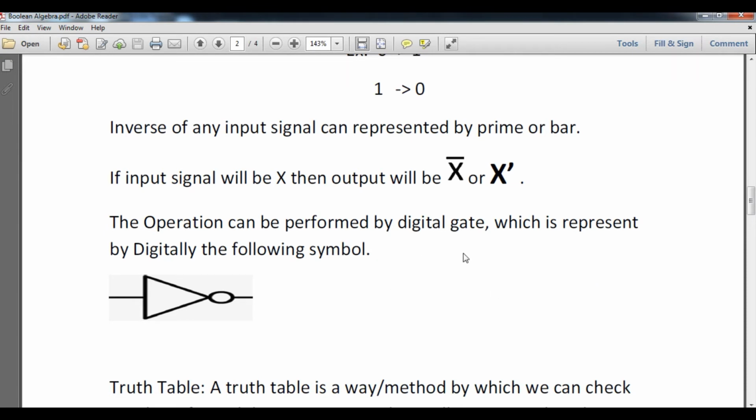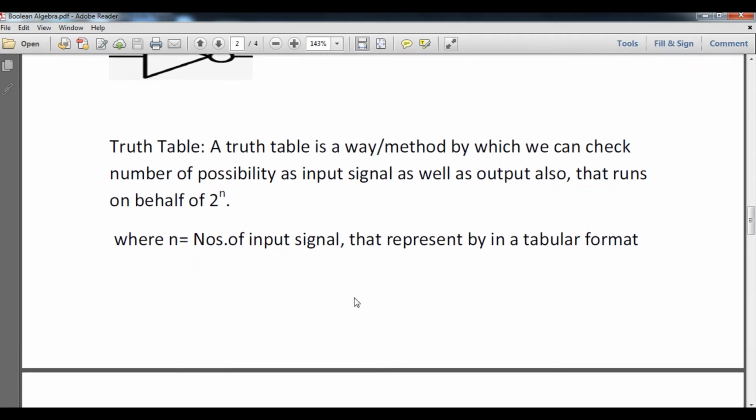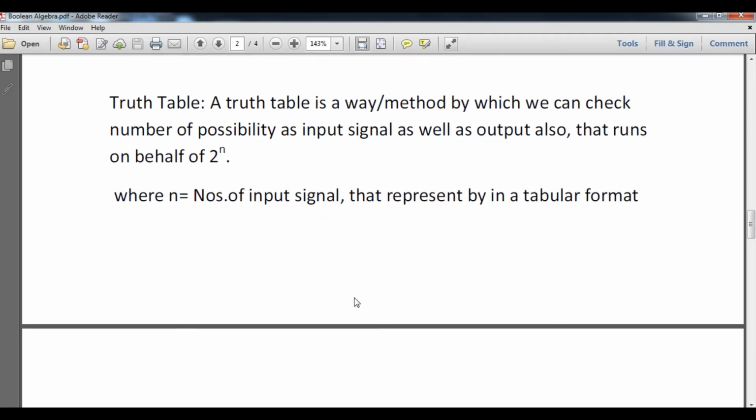Now the operation can be performed by a digital gate, which can be presented digitally by the following symbol. You can see, students, here is the NOT operation symbol, which is performed by the NOT gate. The input signal and a triangle along with a small circle are represented by this symbol, that is the NOT operation. Now the truth table. A truth table is a method by which we can check the number of possibilities of input signals as well as output signals, which runs as 2 to the power n.